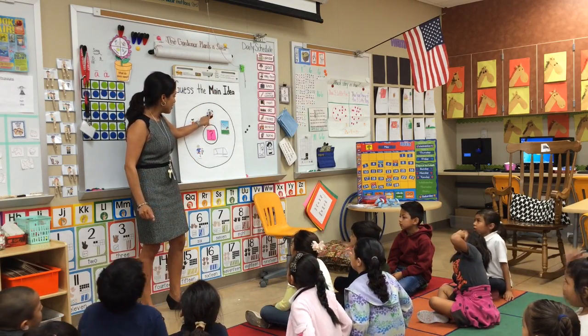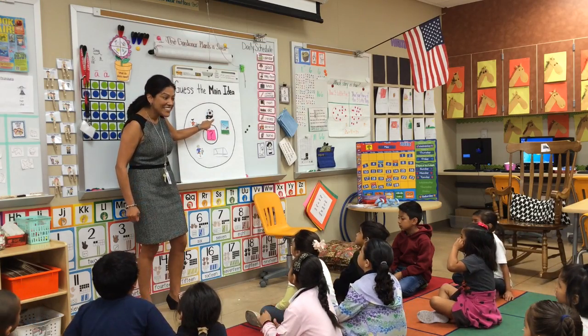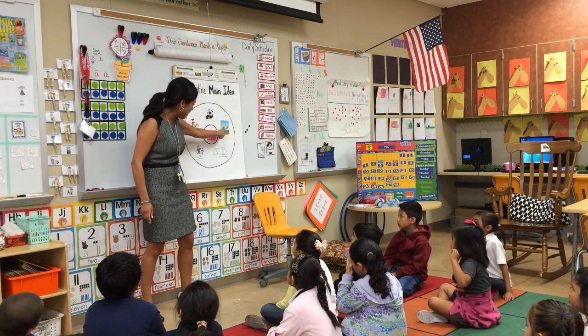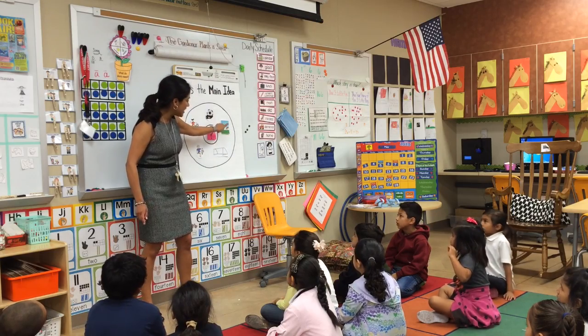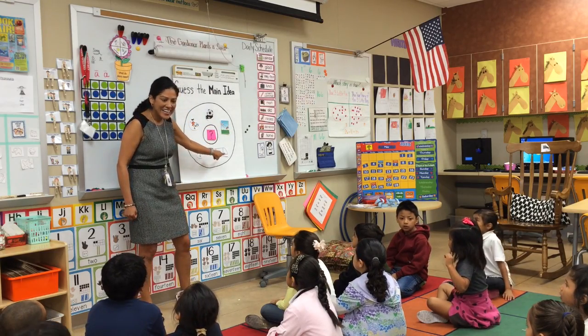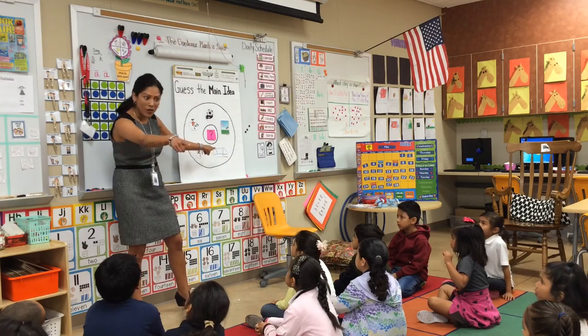A soccer ball. What do we see here? A soccer ball. That's right. What do we see here? A soccer ball getting kicked. What do we see here? A net. Right, the net where the goal goes in, right.